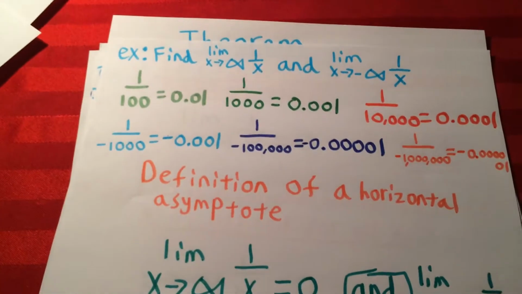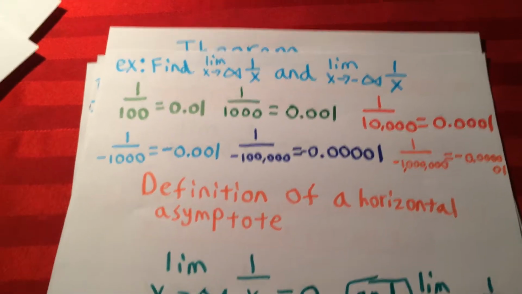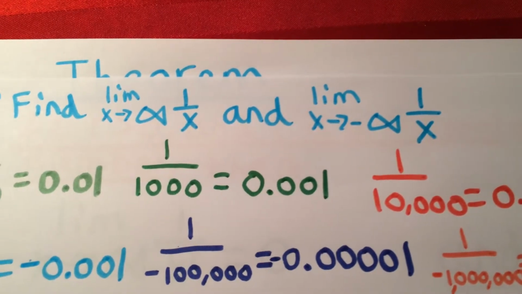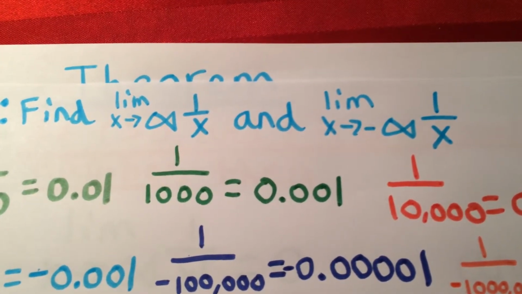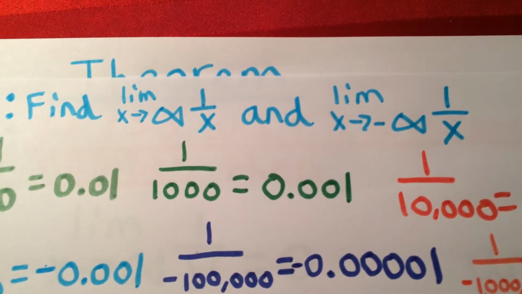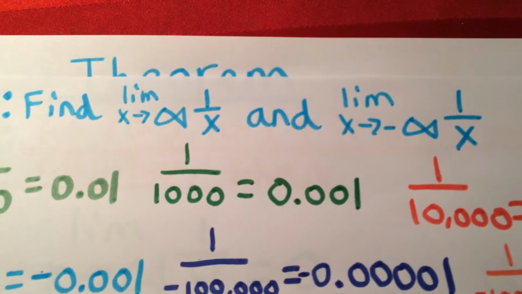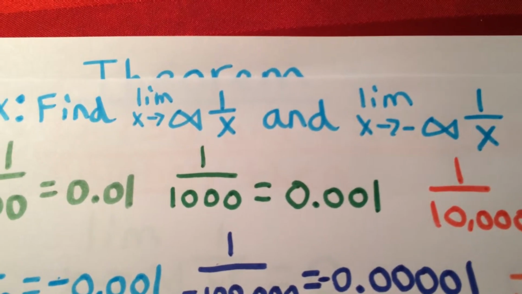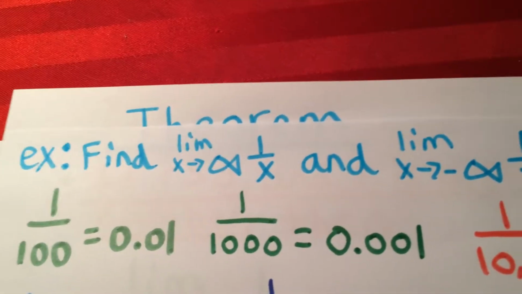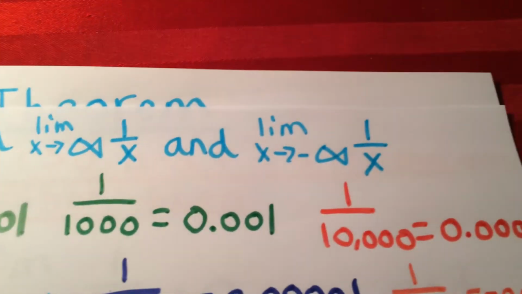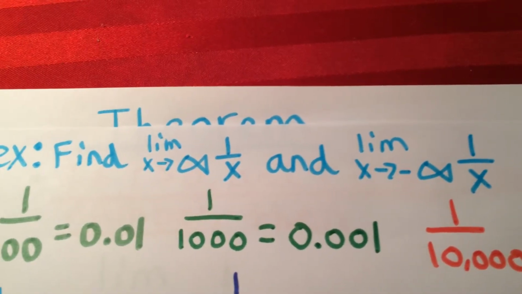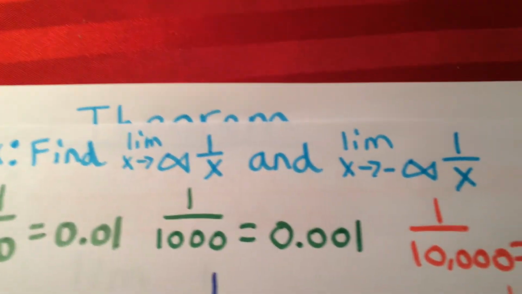So first, I have an example. Find the limit as x approaches infinity of 1 over x and the limit as x approaches negative infinity of 1 over x. What you have to do here first is plug in a really big number, because x is approaching a really big number in infinity. So I plugged in a really big number for the first equation, 100, 1,000, and 10,000. And that got a really small number, very close to 0, as you can see.